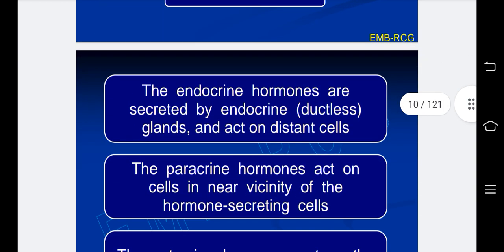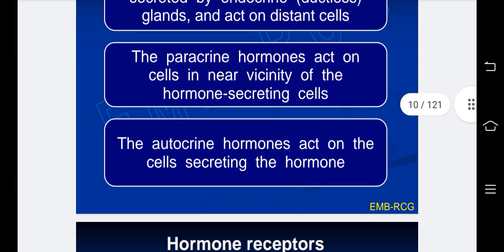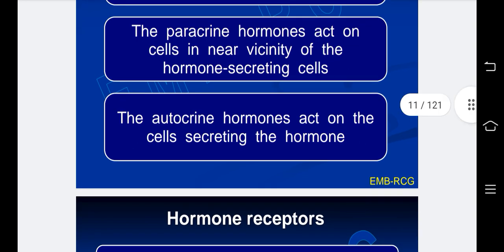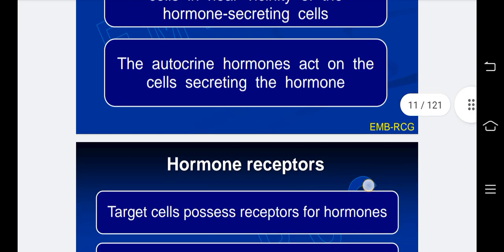hormone, or autocrine hormone. The endocrine hormones are secreted by endocrine ductless glands and act on distant cells. The paracrine hormones act on cells in the near vicinity of the hormone secreting cells. Then the autocrine hormones act on the cell secreting the hormone.